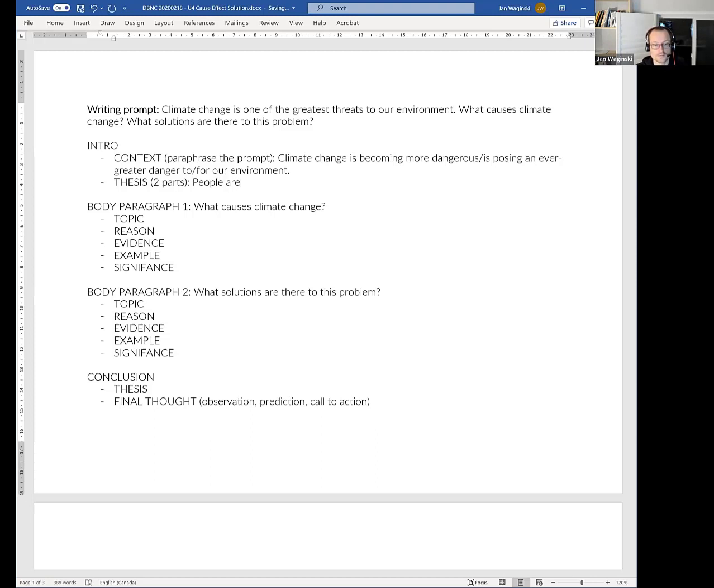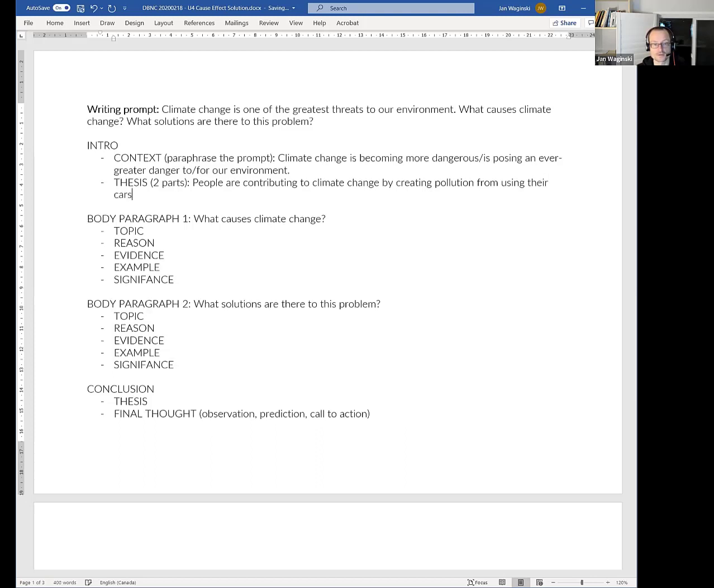People are, let's use the word contributing. Keep going. Contributing to climate change. By creating pollution. By creating pollution, how? By using their cars. Okay. By creating pollution from using their cars. Okay.